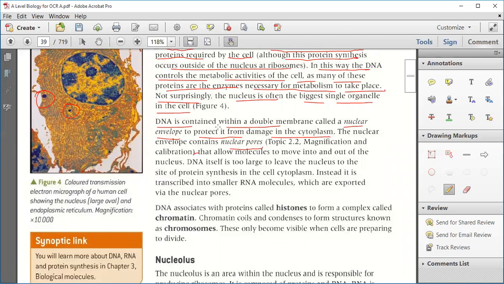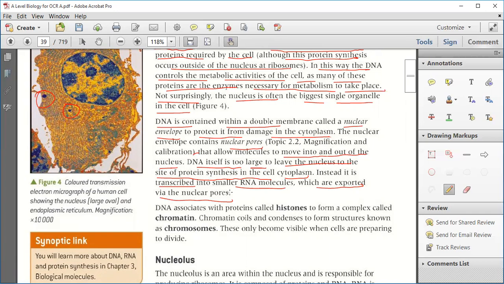The nuclear pores allow the molecules to move into and out of the nucleus. Now, DNA itself is too large to leave the nucleus to the site of protein synthesis in the cell cytoplasm. Instead, it is transcribed into small RNA molecules, which are exported via the nuclear pores.